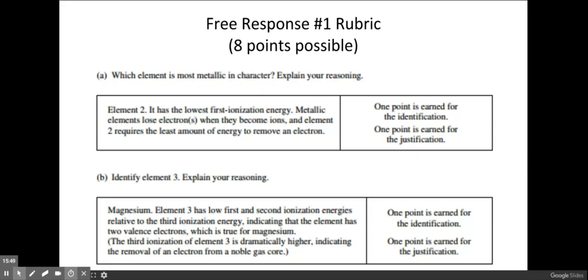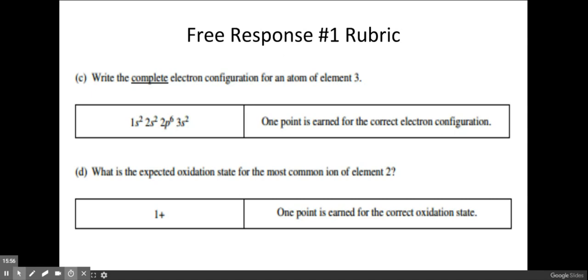Element 2 was the element with the most metallic character, right? So that's going to be the one in group 1, that's sodium, and sodium's most common ion is +1. Again, this is a place where you could earn an easy point even if you misidentified element 2.